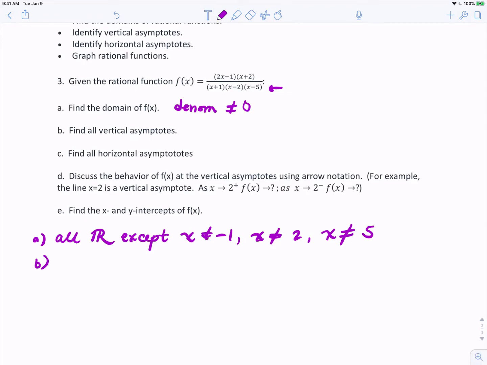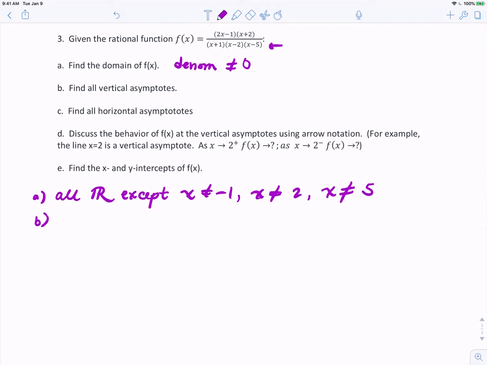Find all vertical asymptotes. A rational function has vertical asymptotes where the function is undefined. So the vertical asymptotes would be the lines x equals 1, x equals 2, and x equals 5. This rational function has 3 vertical asymptotes.